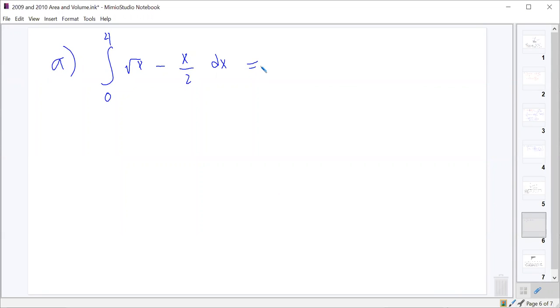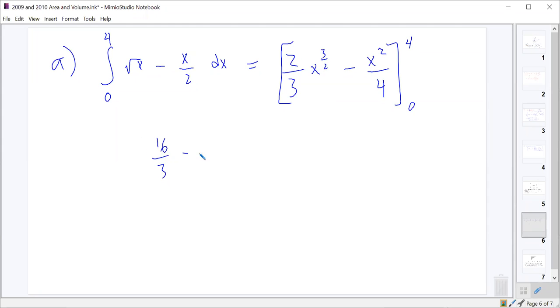Then we integrate that. Integral of root x is 2/3 x to the 3/2, and integral of x over 2 is x squared over 4 from 0 to 4. And evaluate at 4. This was your second point right here, getting this. And evaluating at 4 gives us square root of 4 is 2, cubed is 8, times 2/3 is 16/3, minus 4 minus 0 gives us 4/3, just like the last one. And that's your third point.